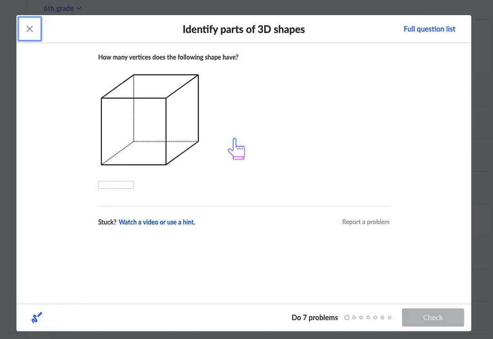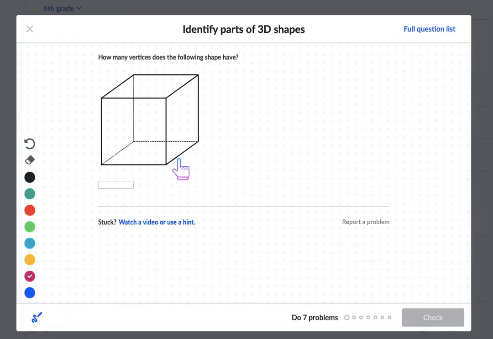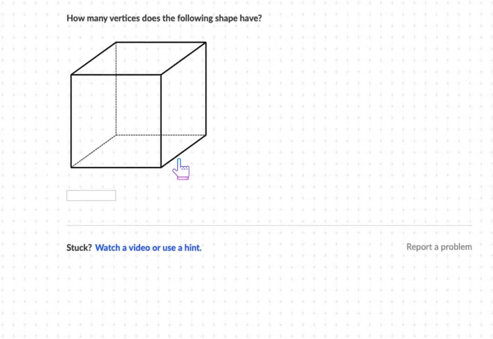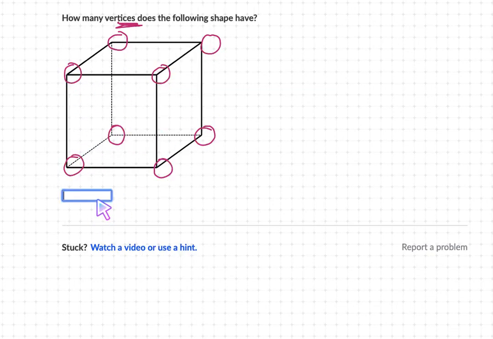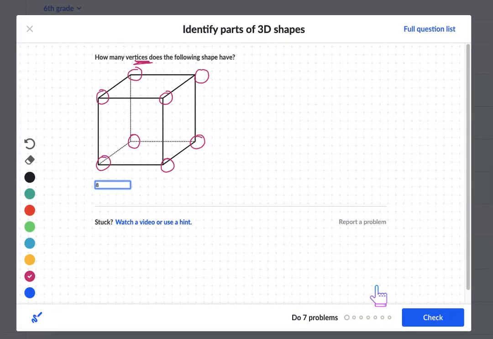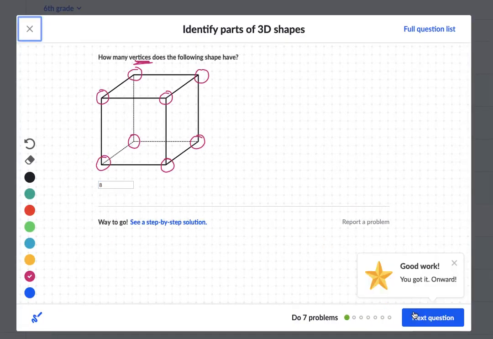All right, so the first type of problem that you could be asked is just to identify parts of a shape. So in this problem, for instance, they're asking how many vertices does the following shape have? Go ahead and pause your video and try it on your own first. Okay, you should remember that vertices are like points. They're corners. So I'm circling all my corners. 2, 4, 6, 8. Looks like there's 8 corners, 8 vertices. Okay, so all those problems will have you identify parts.